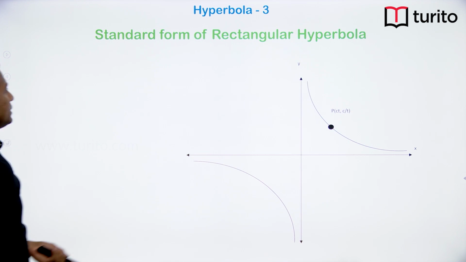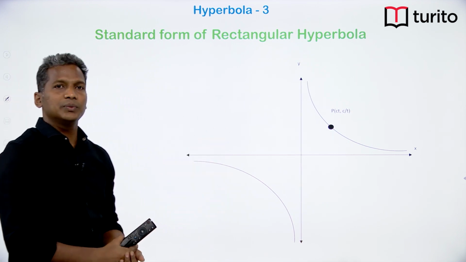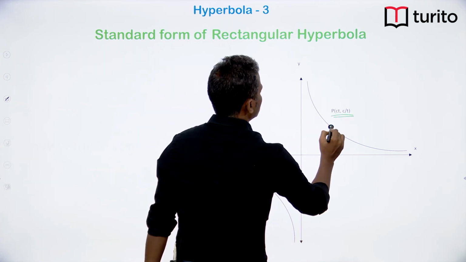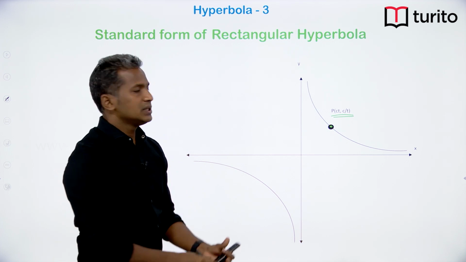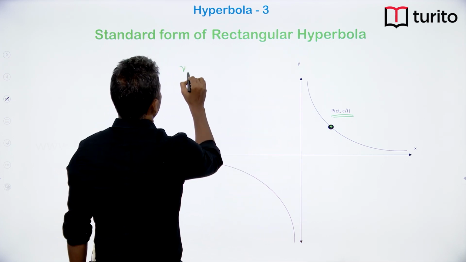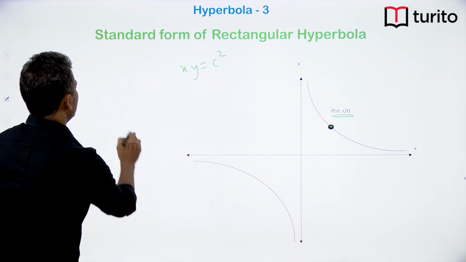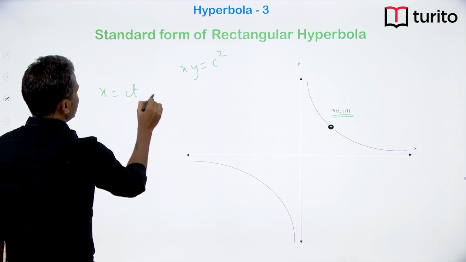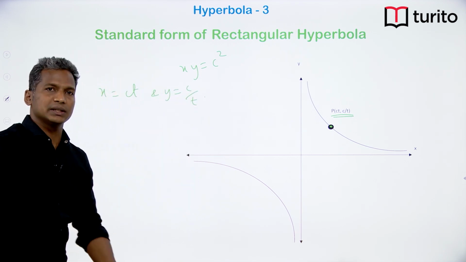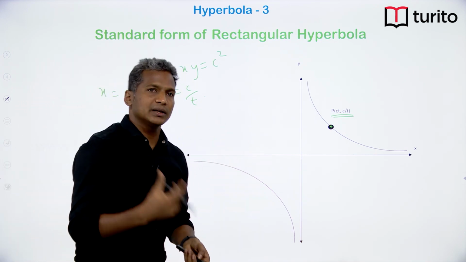Okay. Next. So, this is the graph of the rectangular hyperbola, and we can take the point on the rectangular hyperbola as ct comma c by t, that is fine. So, when we are taking this x y equal to c square, we can always parameterize this as x equal to ct and y equal to c by t. We can always parameterize it like this. Okay. So, this is the basic idea that we have discussed earlier.